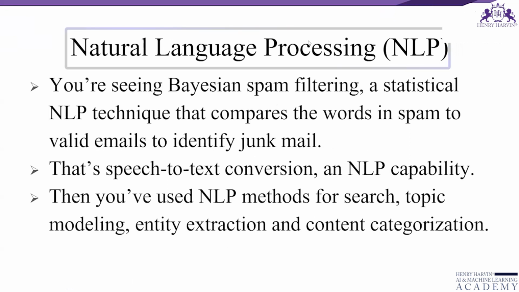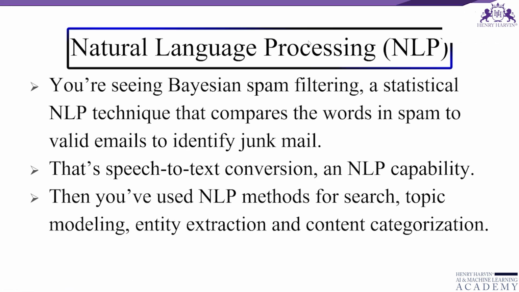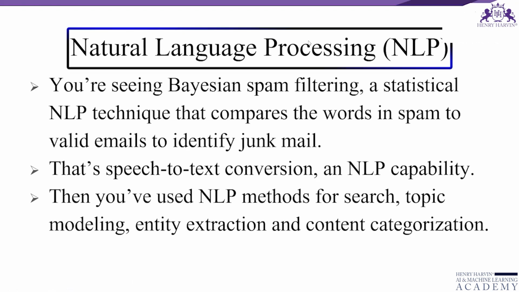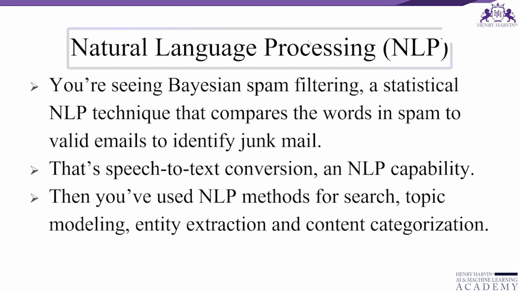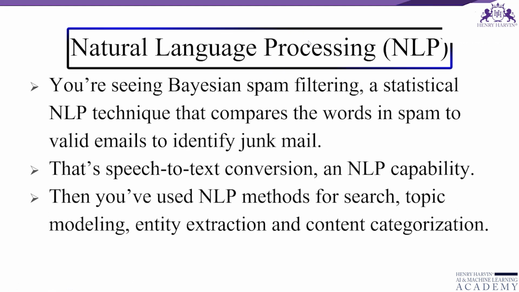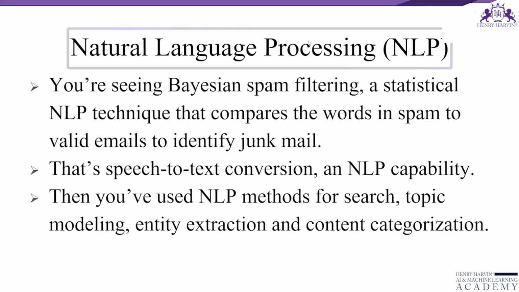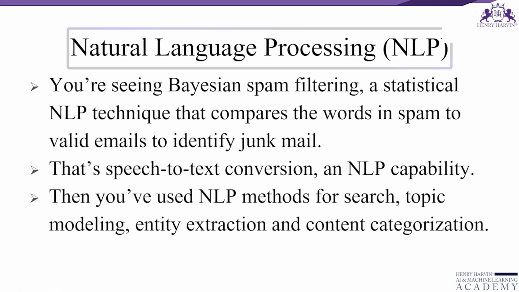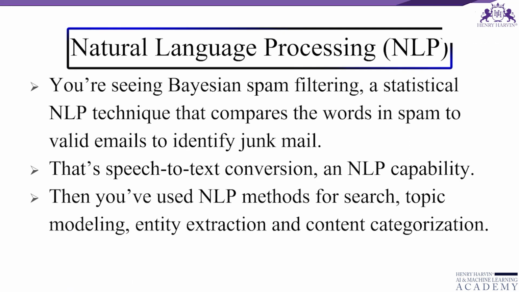How does the system or the machine understand whether a mail is spam or ham, whether it is an important mail or not really important? It could be a marketing mail. So how is it finding that out? This is a crucial question that sometimes comes to our mind. We can also see speech-to-text conversion, which is also an NLP capability. And sometimes we use NLP methods for search, topic modeling, entity extraction, or content categorization.